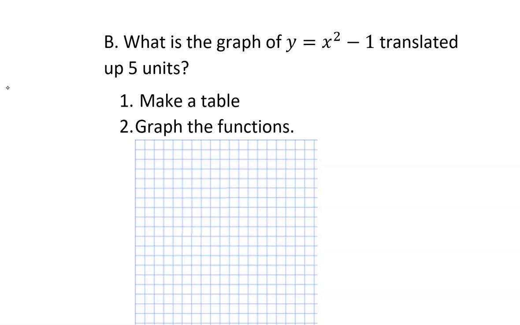And it says we want to translate this one up 5 units. And it does say make a table this time. So when you're looking at this one, what would y equals x squared look like? What would y equals x squared minus 1 look like? And then you're going to move it up 5. So we need to move the initial y equals x squared graph. We have to do the minus 1, which means you're moving it down 1. And they also say they want it up 5. So it says make a table.